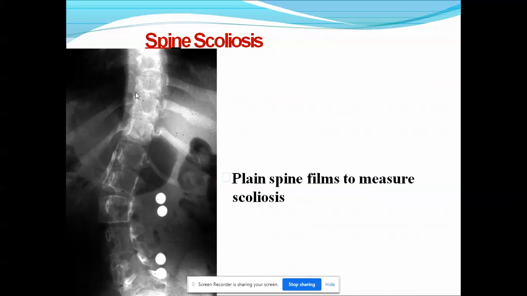So you can see in this clear X-ray that spinal scoliosis is present. Plain spine films are used to measure the scoliosis. This image is clear, Shweta, on your mobile screen.